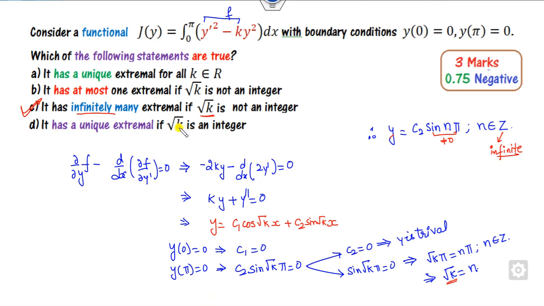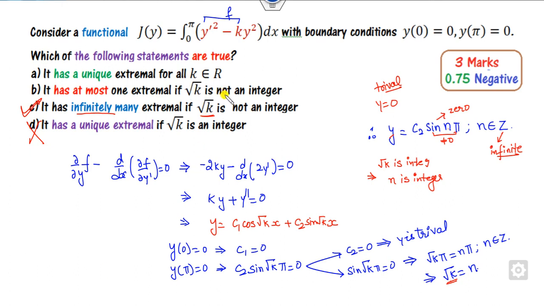Second is, what will happen if root k is an integer? If root k is an integer, we can check whether we get a trivial solution. If root k is an integer, it means n is an integer. So if n is an integer, what is the value of this? This is always 0. So if this is 0, y is 0. This is my trivial solution. But here it is asking about the unique solution. So this option is cancelled out.